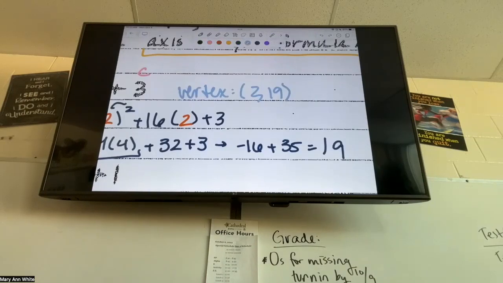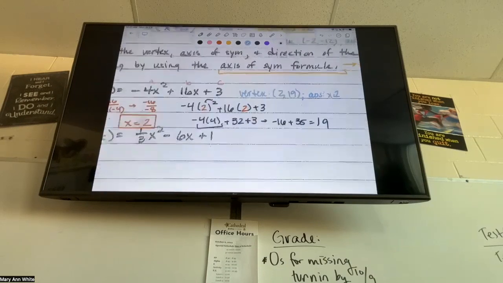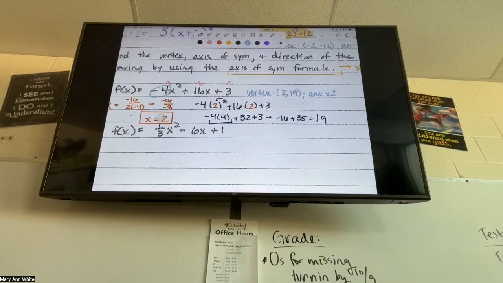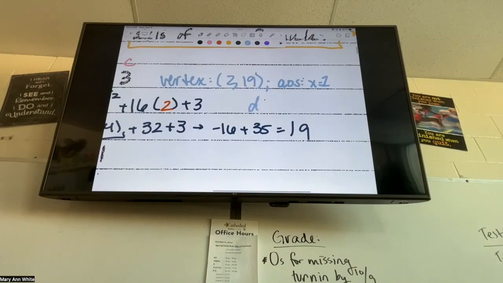My vertex is 2, 19. My axis of symmetry is 2. And then I go look at that first number. And that says negative 4. So that means my direction is down.